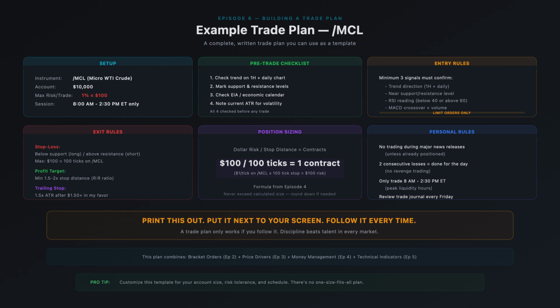Additional rules. No trading during major news releases unless already positioned. No revenge trading. If I lose 2 trades in a row, I stop for the day. No trading before 8 a.m. or after 2:30 p.m. Eastern. These are peak liquidity hours. Review journal every Friday afternoon. That's it. Print it out. Put it next to your screen. Follow it every time.